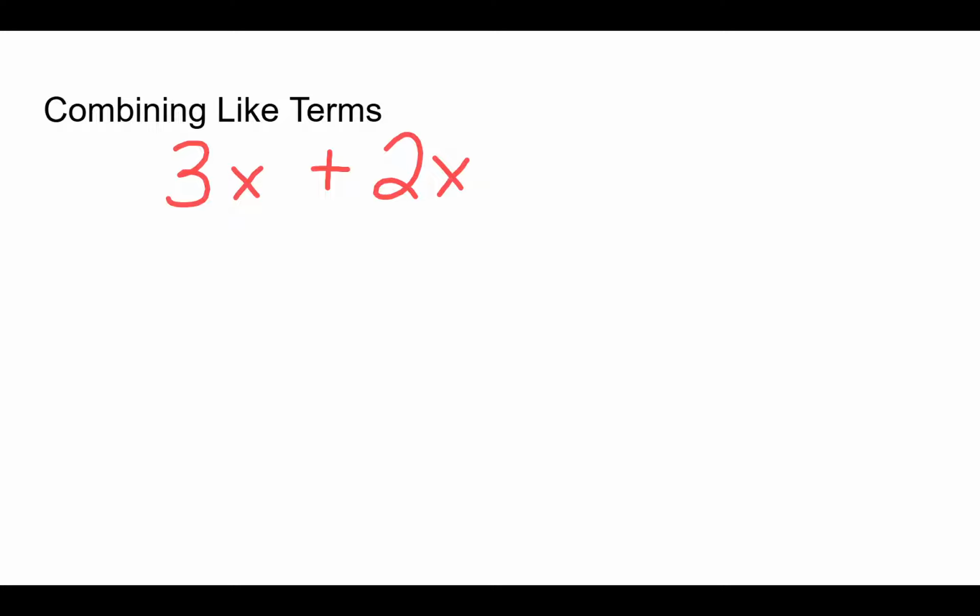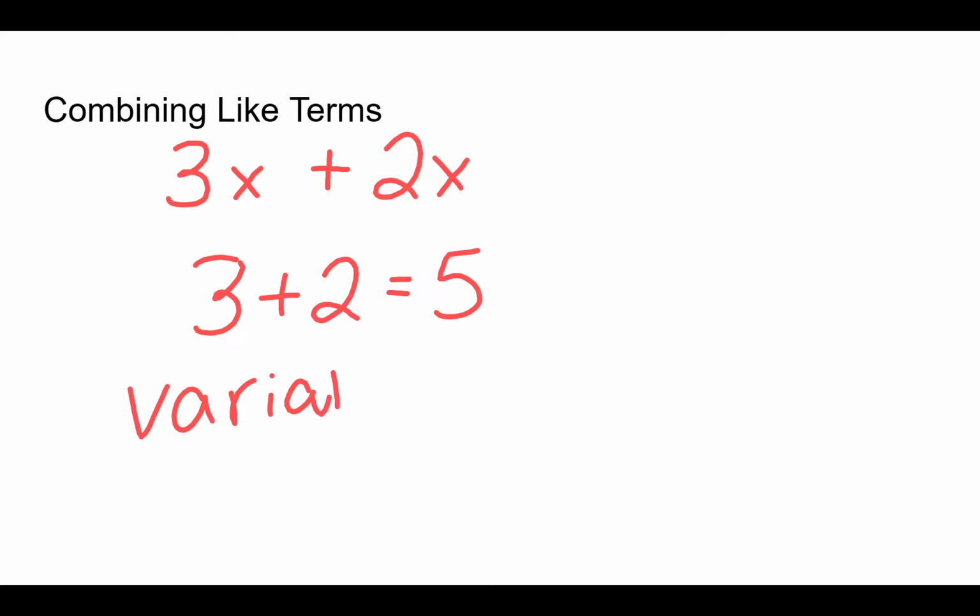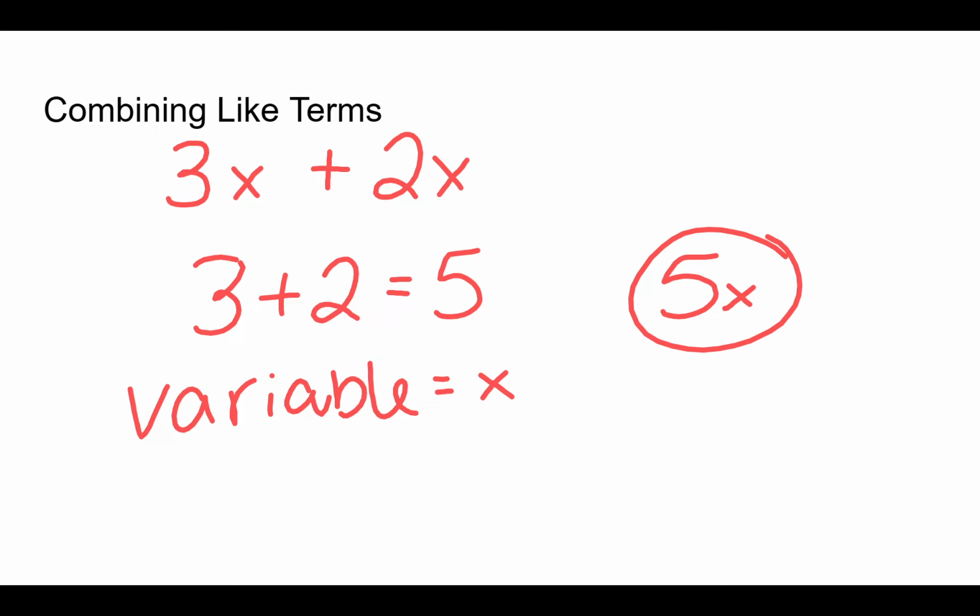I'm going to add only the coefficients together. 3 plus 2 equals 5. And my variable is x. I'm going to keep my variable the same. My variable will not change. The only thing I'm adding is the coefficients. So I have 5x as my answer. So 3x plus 2x is equal to 5x. The only thing I did was 3 plus 2, and then I kept x the same. Let's do another example.